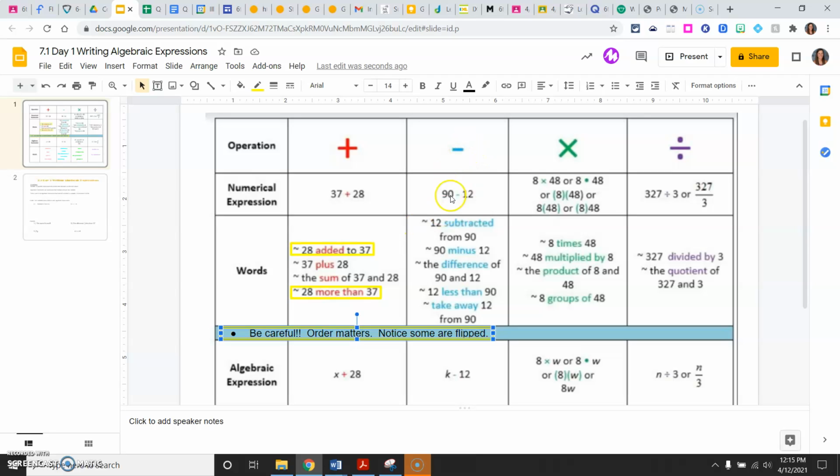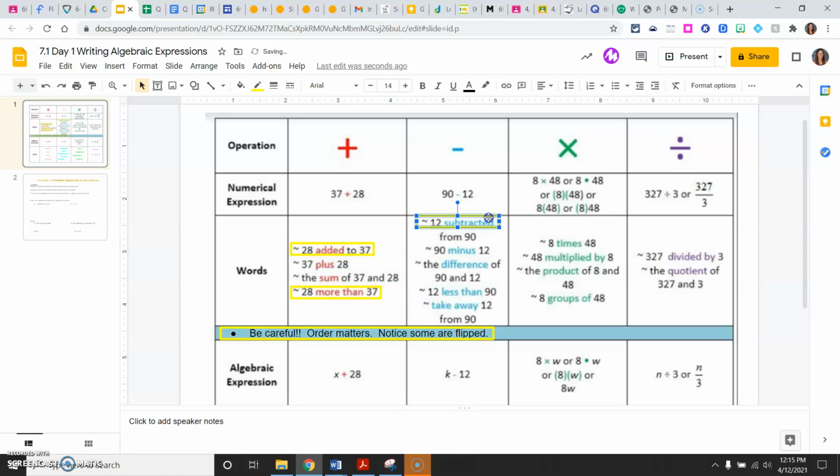Let's look at subtraction. If I have 90 minus 12, I could write that using the word subtracted from, minus, difference, less than, and take away. So all of those are words that I think easily you would come up with as words being used. So I want to show you what that looks like in a problem like this, and then we'll apply it to algebra. So 12 subtracted from 90. Oh, another flip-flop word.